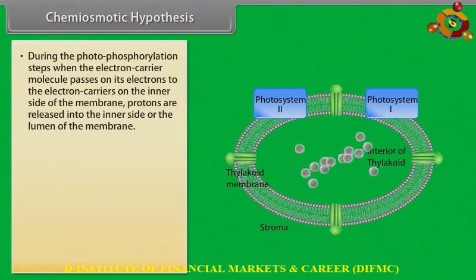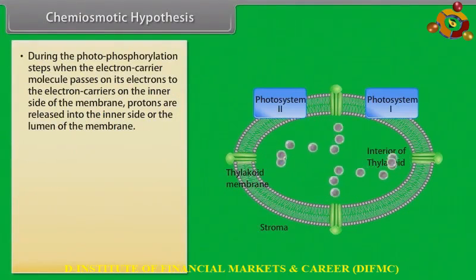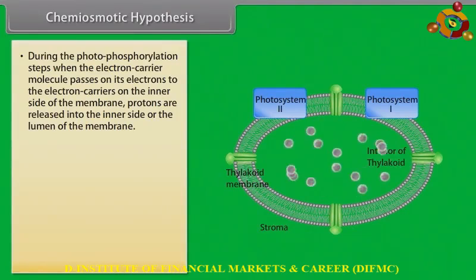During the photophosphorylation steps, when the electron carrier molecule passes on its electrons to the electron carriers on the inner side of the membrane, protons are released into the inner side or the lumen of the membrane.